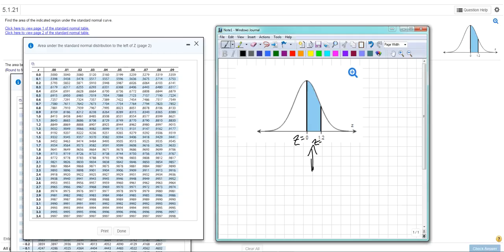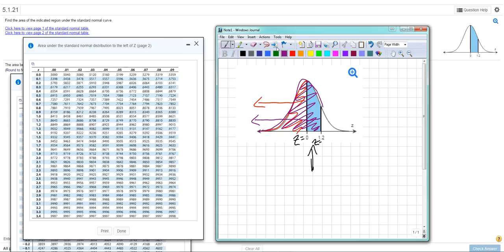Remembering that z equals 0 is going to have an area underneath this curve, which is going to be right here, and that's going to be to the left of that particular line. And if we have z equals 1.2, that's going to be the area under the curve that goes all the way like this, and that's going to include all of this, and that will be to the left of that line. So what I need to do is find the area under the curve for z equals 0 and z equals 1.2.